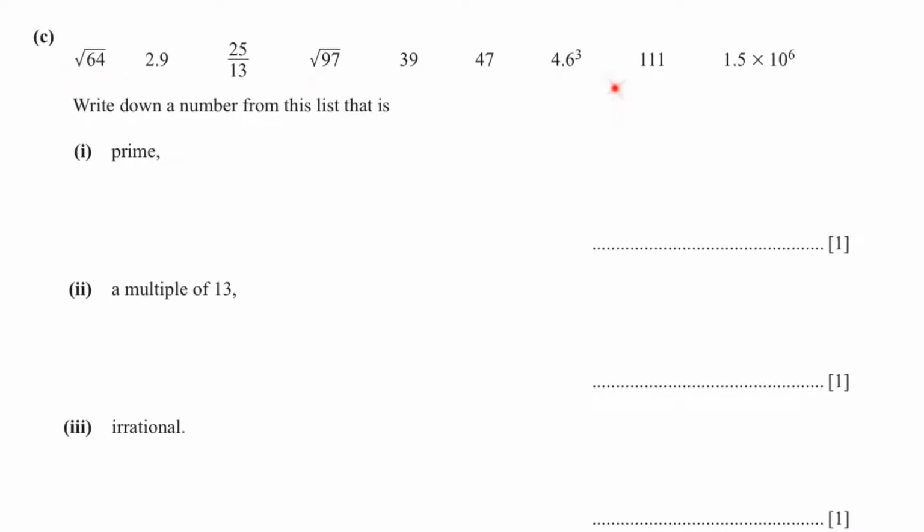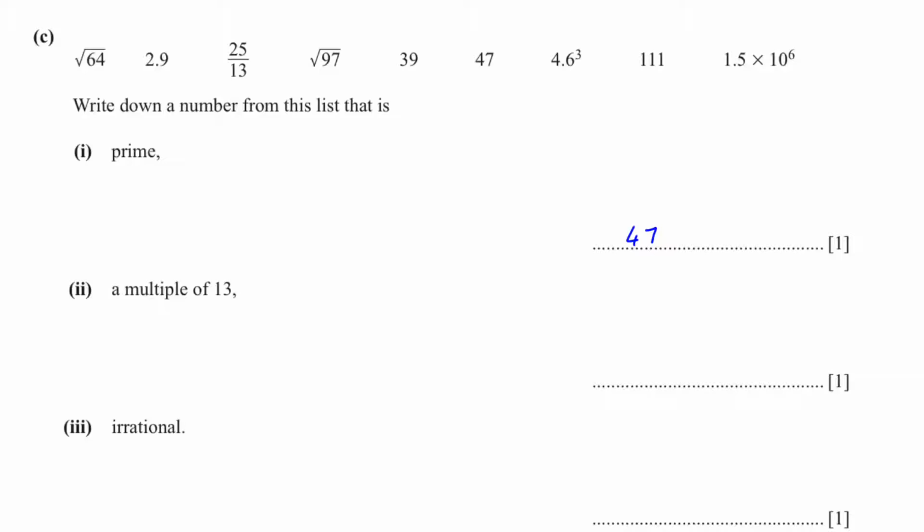In part C, we have been given numbers, and from the list, we have to find a prime number. A prime number is a number that is only in its own times table and in ones. It is not divisible by any other number. So 47 is a prime number.